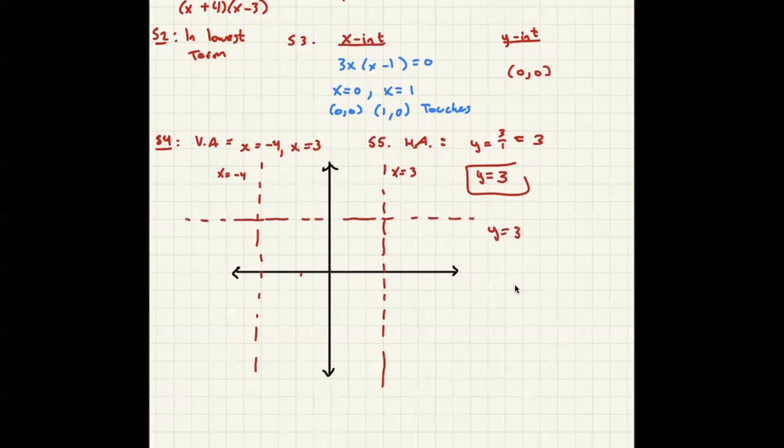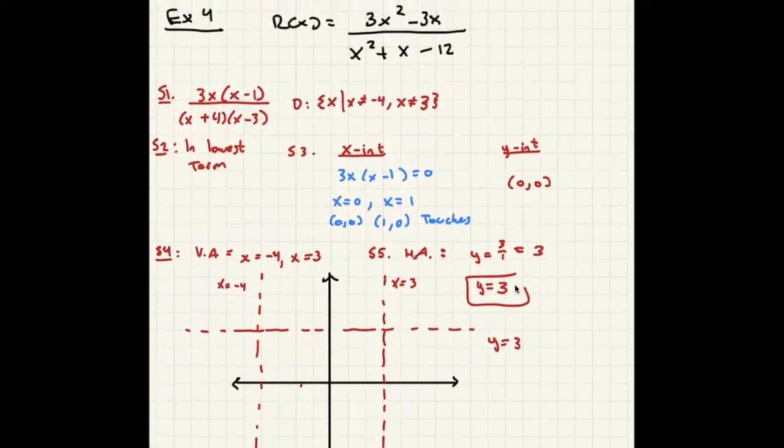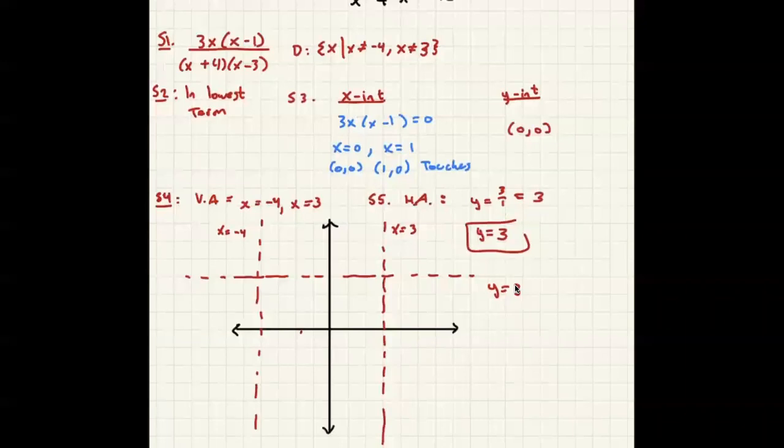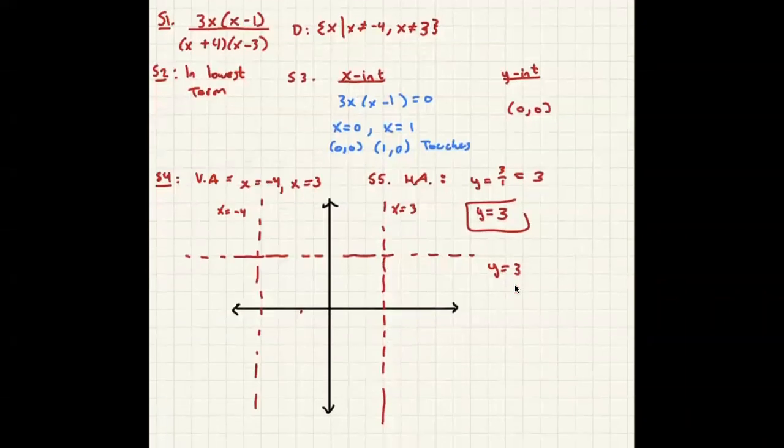We next have to find out if we ever cross here. Do we ever cross our horizontal asymptote? That's an important question. Do we ever equal 3? So we need to find out when our graph equals 3. Well, first let's plot some things. We know our x and y intercepts, so our x-intercepts are going to be at 0, 0 and 1, 0.